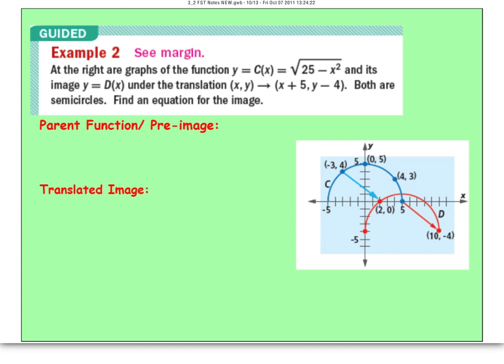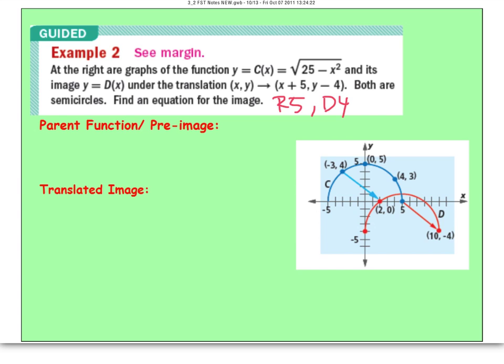They already have a translation rule for us. So if someone said in words, what is this thing doing? Well, it's going to be right 5, down 4. Well, it makes sense. Look at this point here. They went right 5, down 4, and it moved right there. And they're semicircles. So they want us to find the equation for the image.